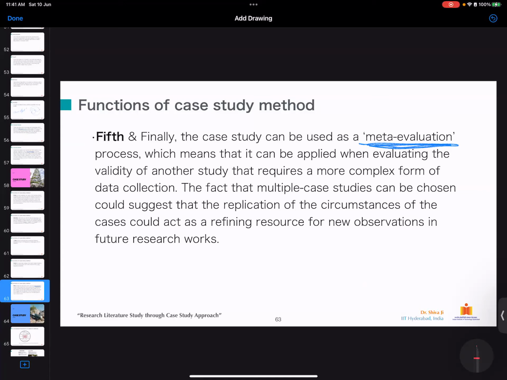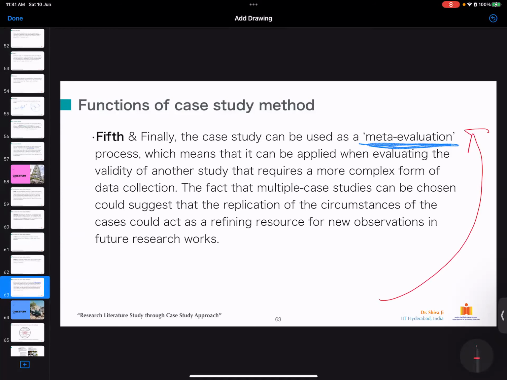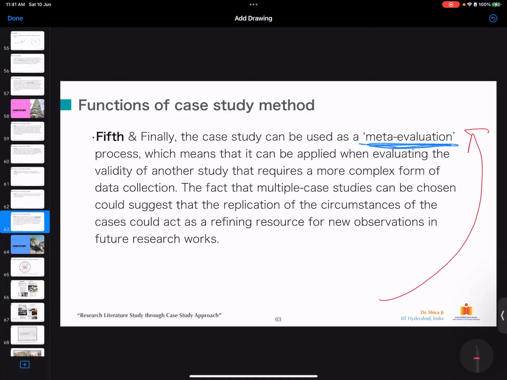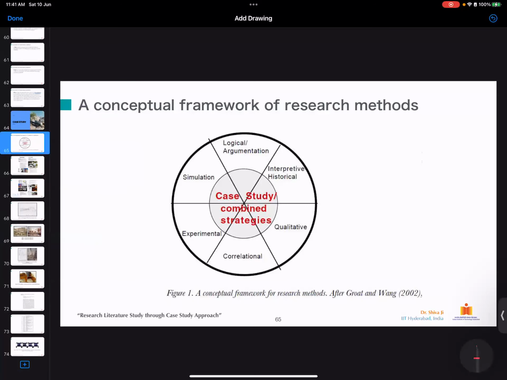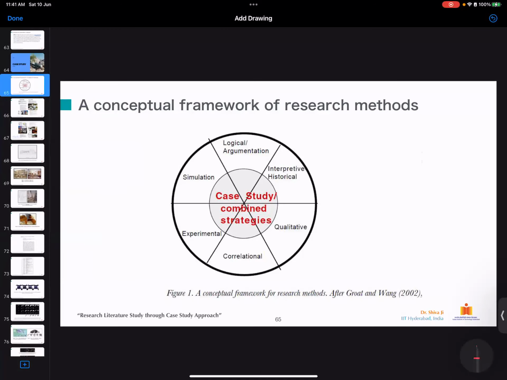The fact that multiple case studies can be chosen could suggest that the replication of the circumstances of the cases could act as a refining resource for new observations and future research works. So these are some functions. Now let me give you some examples. So a conceptual framework of research methods. There's a very typical one. You may be already aware. Correlational, experimental, simulation, logical argumentation, interpretive, historical, qualitative, right?